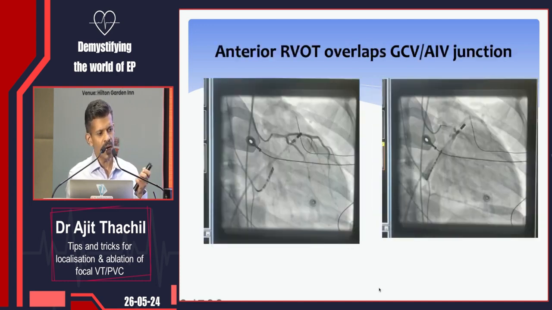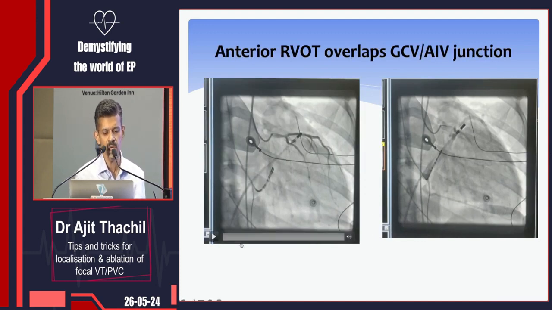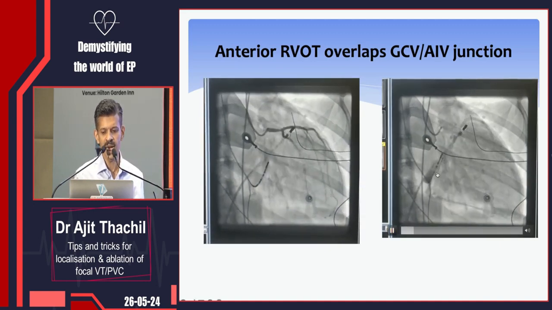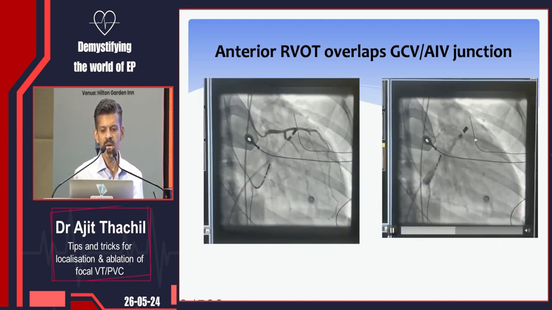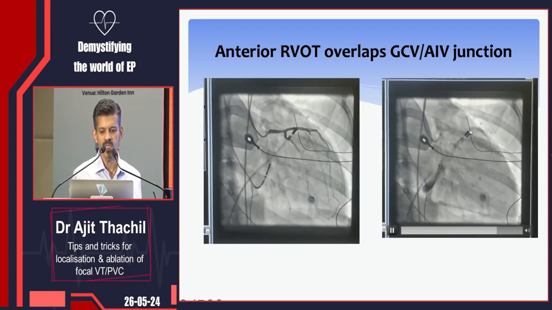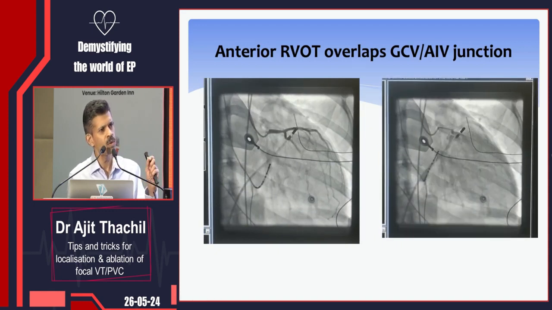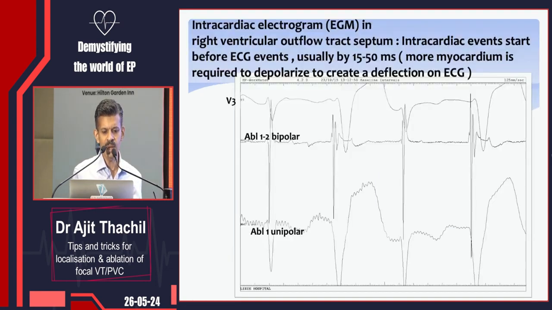And if you go to the other end, the anterior-most RVOT will overlap the junction of the great cardiac vein and the anterior interventricular vein. So if you have an epicardial focus from the GCV-AIV junction, an easier way of getting it would be to ablate through and through from the anterior RVOT. So that is the anatomical localization.